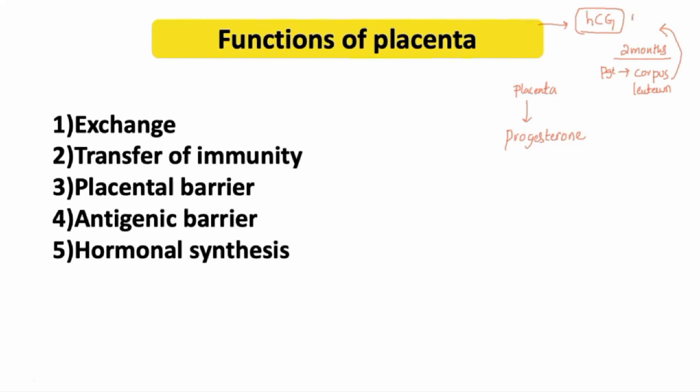So the other hormone is human chorionic gonadotropin. Its major function is that it supports the corpus luteum so that the progesterone, the pregnancy supporting hormone, is released. But after 2 months, the major support is by the progesterone which is released by the placenta. So even if the corpus luteum is not present after 2 months, the placental progesterone can take over and support the pregnancy till term.